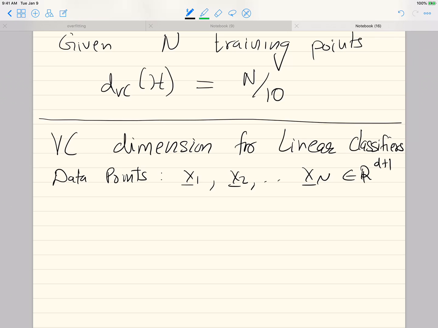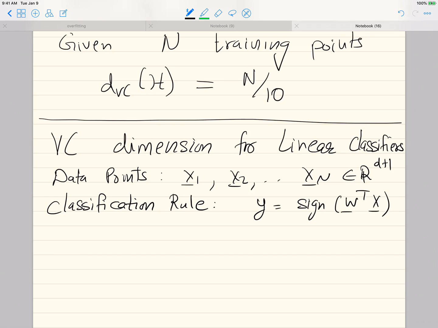Okay? Our decision rule or our classification rule is that Y is sign of W transpose X, where W is W0, W1, W2 up to WD. So this is a D plus 1 dimensional vector. So we have the weights, and this is basically drawing a line in D plus 1 dimensions, or hyperplane, and on one side of the plane the decision is positive, the other side it's negative. So this is the hypothesis class that we are interested in, linear classification.